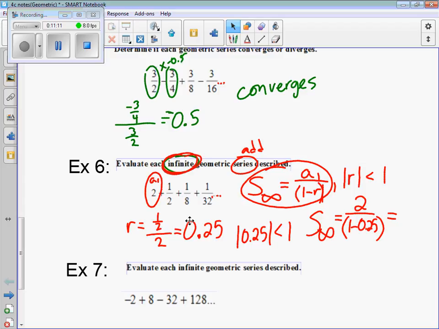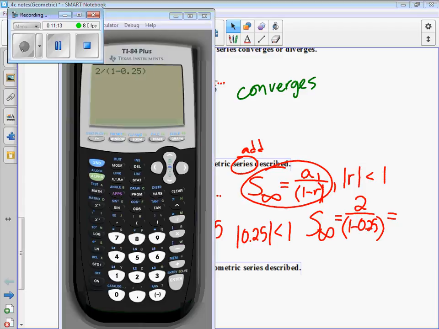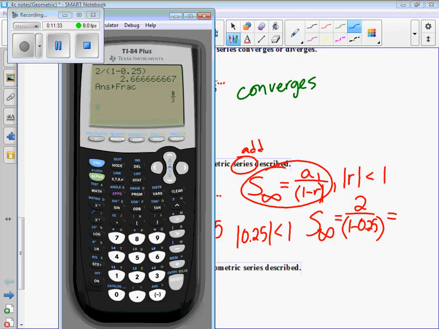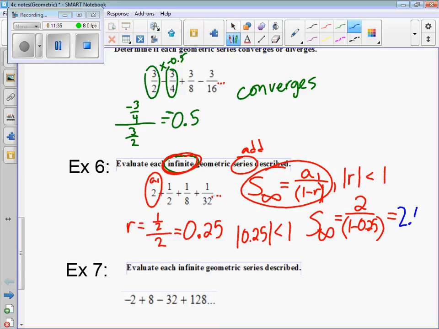Put this into the calculator, put parentheses around the denominator, hit enter, and you get 2.6 repeating. You can go to the math key and change it to a fraction. So it's 8/3. You could put 2.6 repeating, as long as you have the line over the top of the 6, it's okay. I would prefer a fraction though, 8/3.